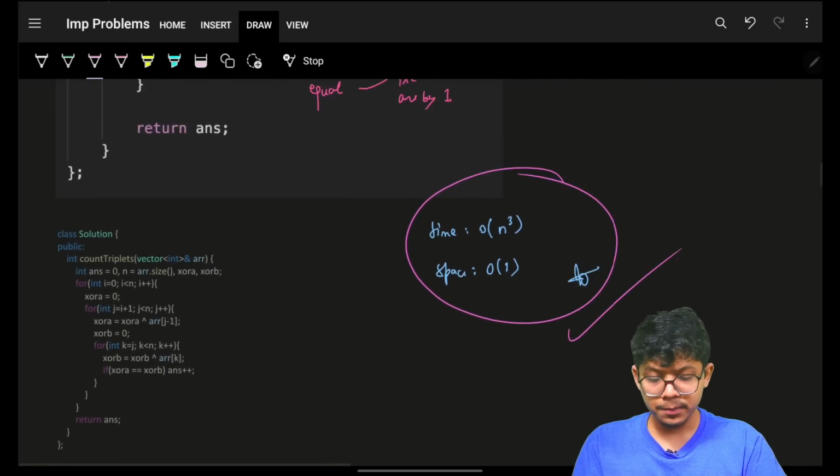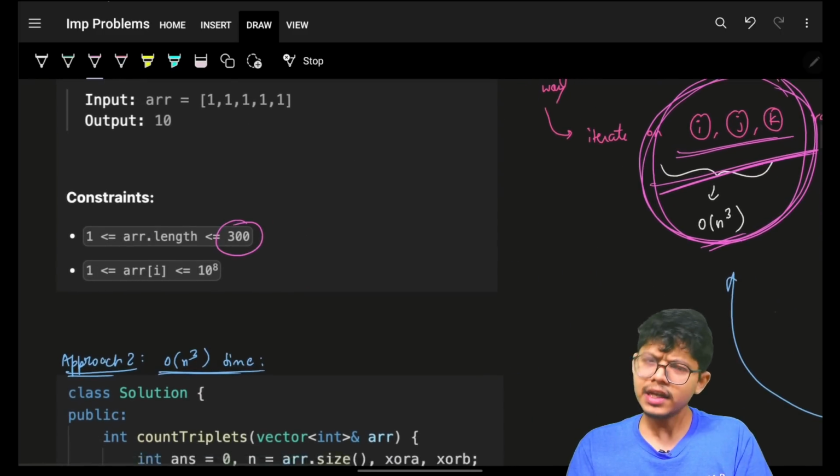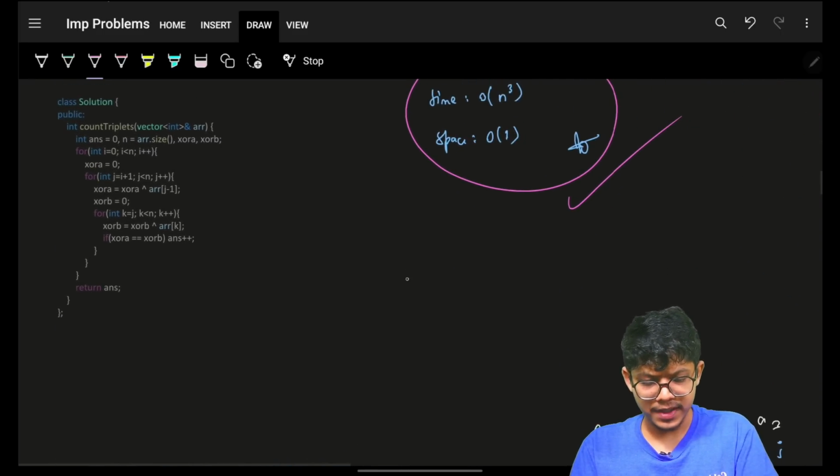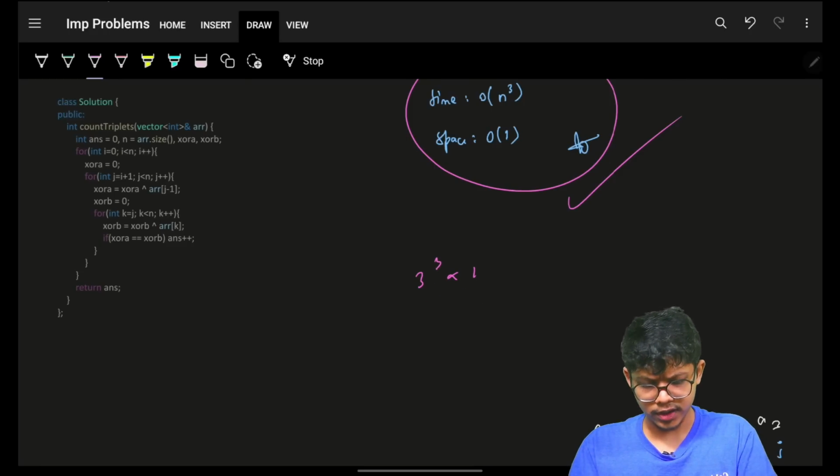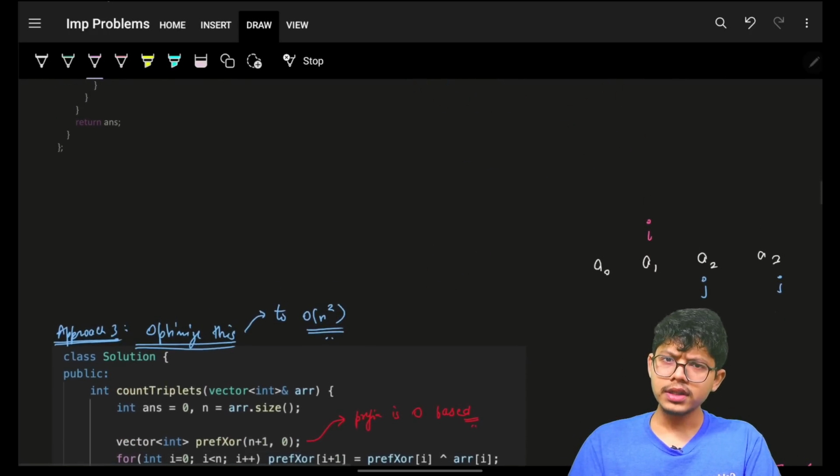That will completely work because my constraints are 300, which is okay. Which means 300 cube into 10 to the power 6. That will work for us. Now, coming on, can we improvise it?